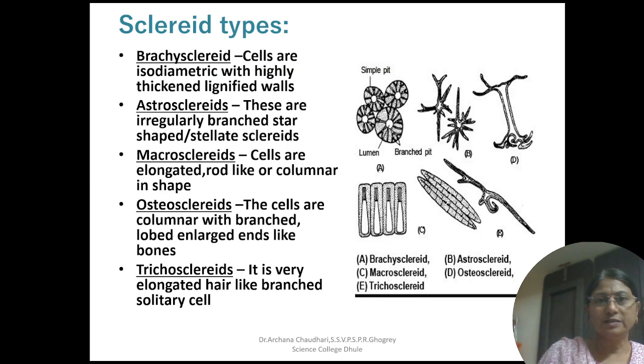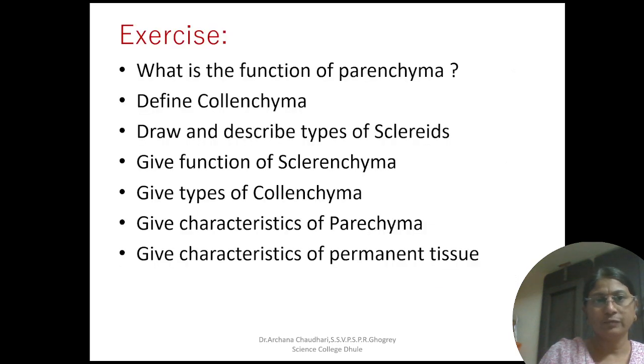Brachysclereids. The cells are isodiametric, shown in the diagram, with highly thickened lignified walls. Astrosclereids are irregularly branched, star-shaped stellate sclereids, while the macrosclereid cells are elongated, rod-like, columnar in shape. Osteosclereids are columnar with branched, lobed, enlarged ends like a bone. That's why they are termed osteosclereids. Trichosclereids are thin, hair-like, branched, solitary single cells.